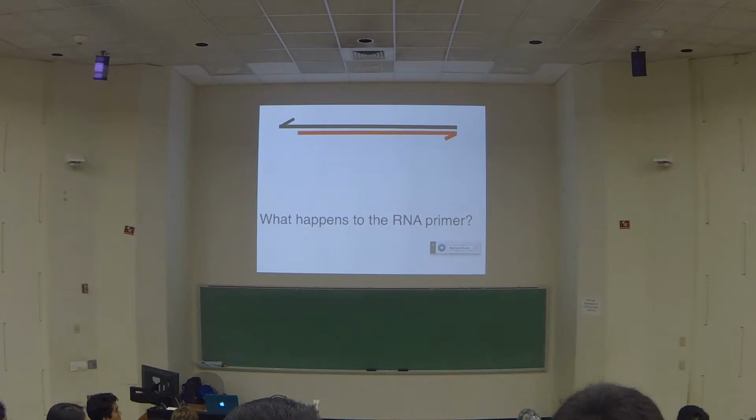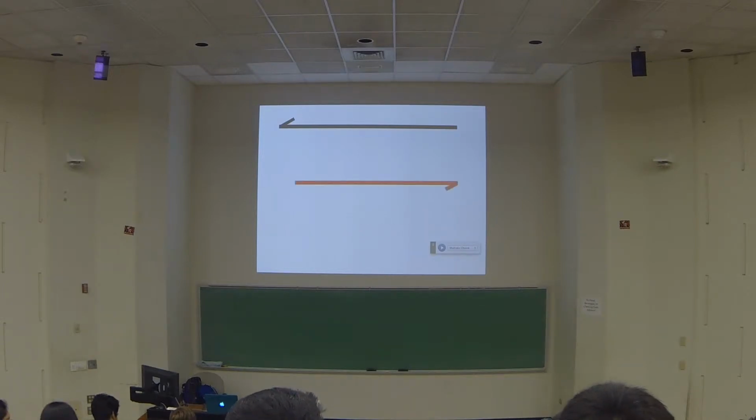It gets degraded. RNA isn't stable. There are enzymes in the cell designed to degrade them. It disappears. Nothing else happens. So why is that a problem? How do we lose information?